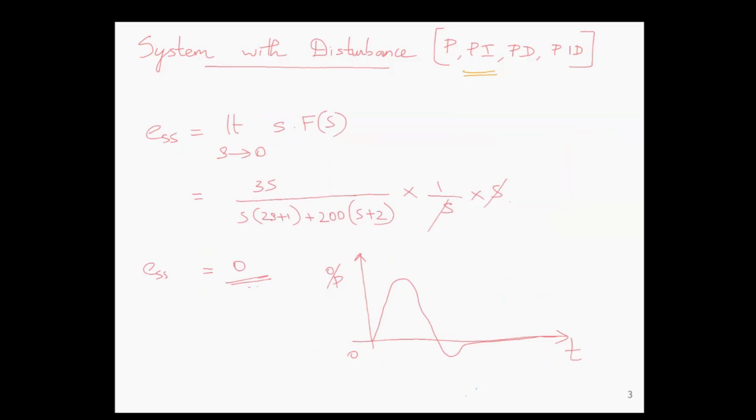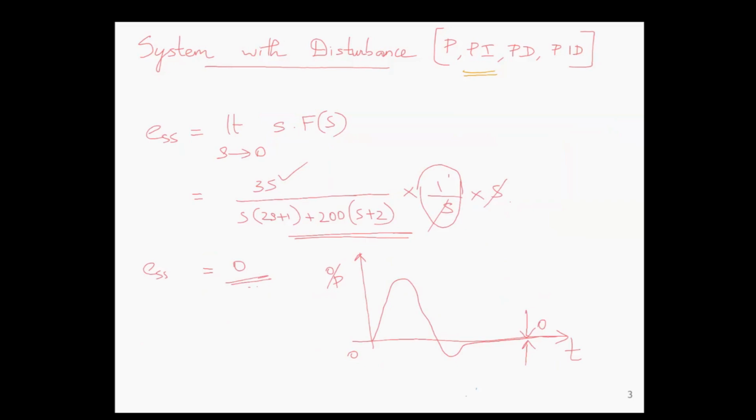Now, by the final value theorem, we have ess equal to limit s tends to 0 of s into f of s, with a unit step disturbance to the system. The steady state error will be 0 due to the presence of s in the numerator. Steady state error will be 0. So due to the presence of the PI controller, there will be some oscillations, but still the final value will be 0.